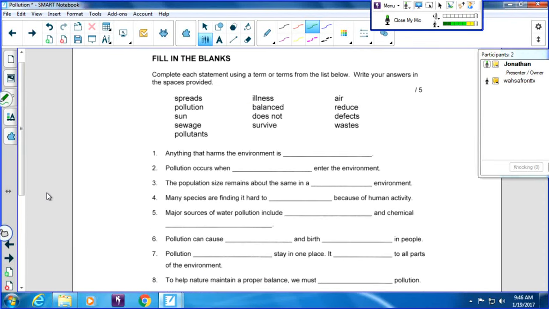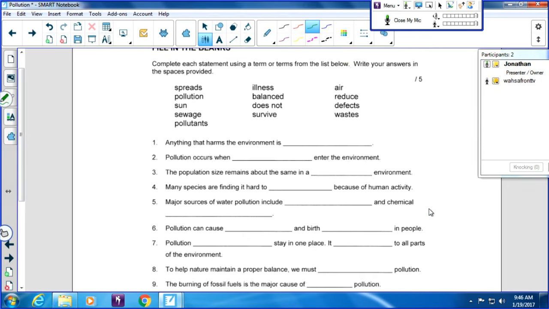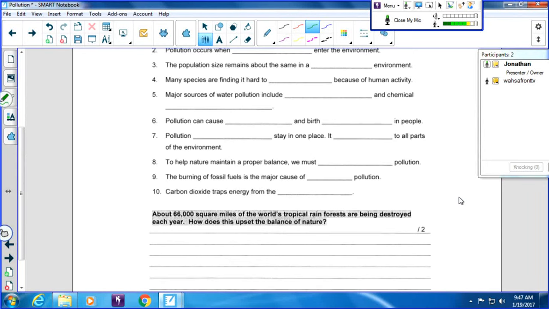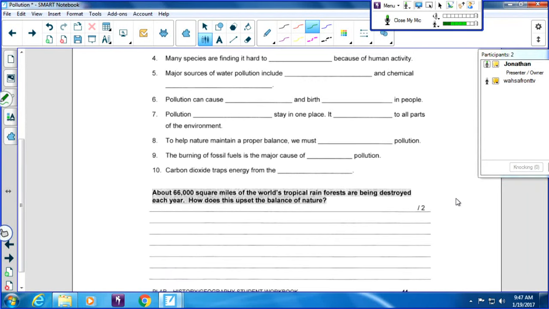Next, it's like a little fill in the blank activity where you use the phrases from the top, read the statement, and fill in the blank. A fun, different way, but it still shows your knowledge and thinking. So anything that harms the environment could be pollution. Pollution occurs when pollutants are entered into the environment. Again, read each statement, fill in the blank. And lastly, it talks about how many acres of rainforests are being destroyed each year, and how does that upset the balance of nature? Think animals, think wildlife as well.